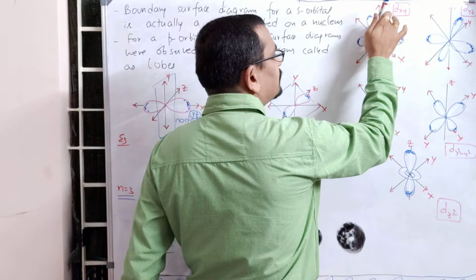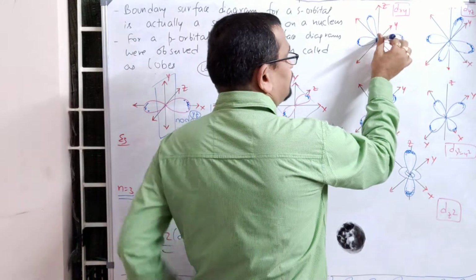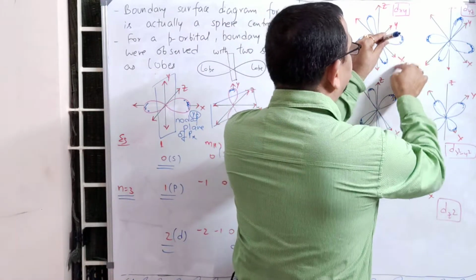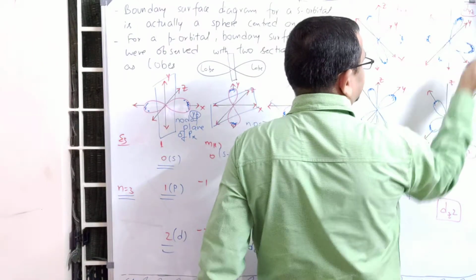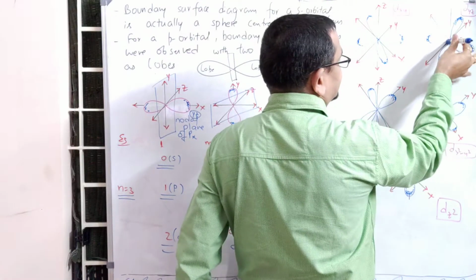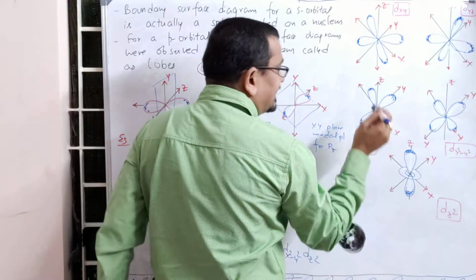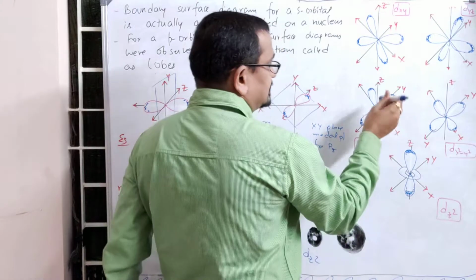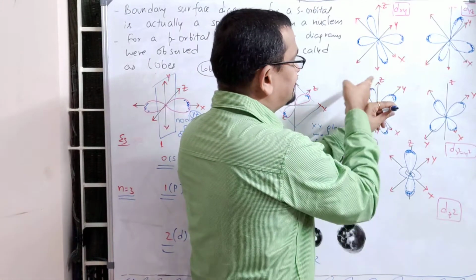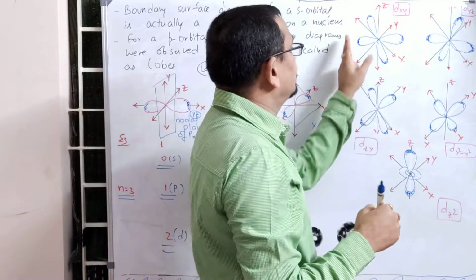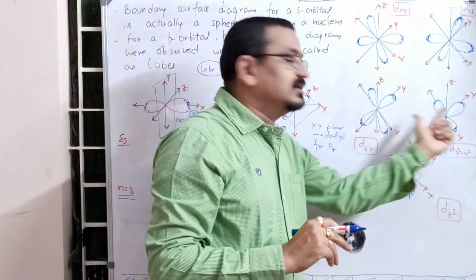So assume this z axis as perpendicular to the board, in the direction of this plane. Then electron probability in a dxy is between the x and y axis. Similarly, for a dyz orbital, assume this pen as the x axis, then electron probability is between y and z. Similarly, for a dzx orbital, assume this pen as the y axis, then electron probability is between z and x. In this way, the shape of d orbital was observed as a double dumbbell, and these are the corresponding shapes.